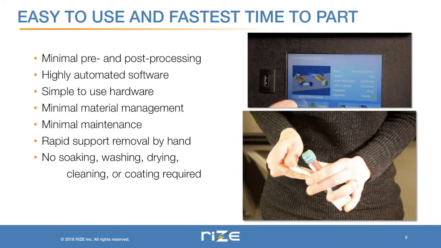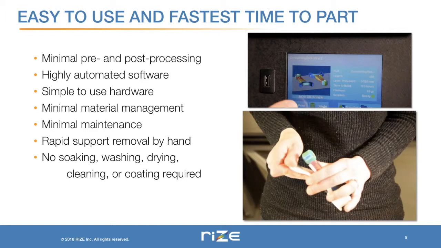So now I'll go into a bit more detail on some of the points I mentioned earlier. Some of the factors that make the Rise machines especially easy to use and to achieve a high turnaround of part requests is that they require very little pre and post processing. So our software is highly automated. You don't need to spend a lot of time preparing parts. You can generally throw the part into the software, hit prepare job, and it will be ready to be sent to the printer just like that.